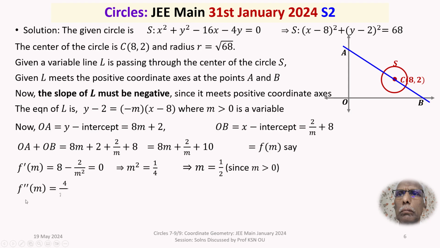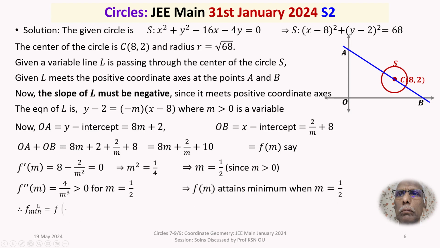Then f double prime m, that means the second derivative, will be the derivative of minus 2 by m square with respect to m, which is 4 by m cube. For m is equal to 1 by 2, it is positive. That means f of m attains minimum when m is equal to 1 by 2. So what will be the minimum value? F min is f of 1 by 2.